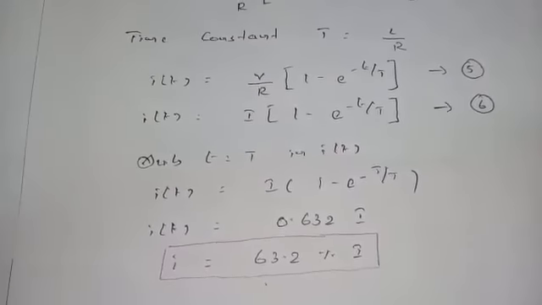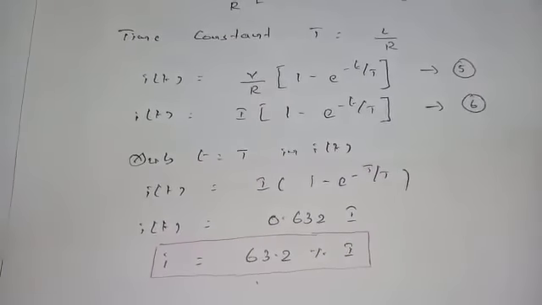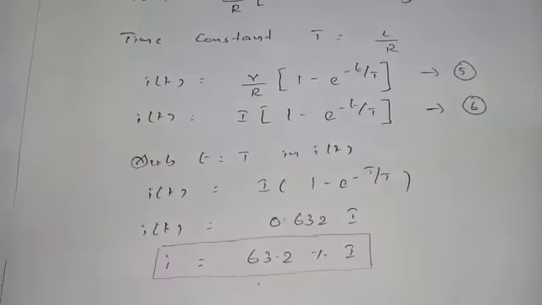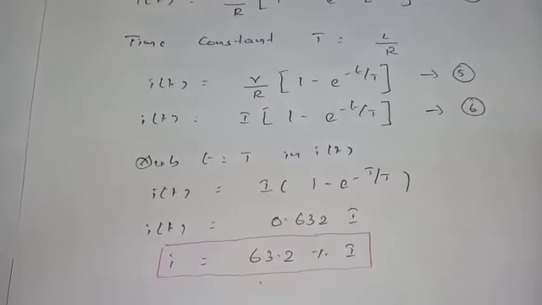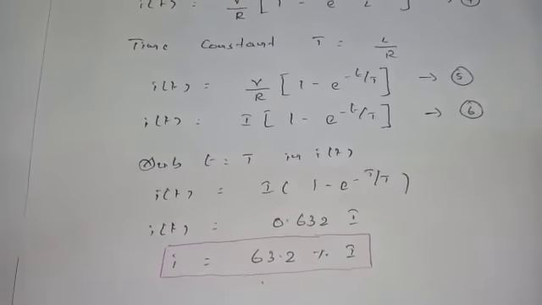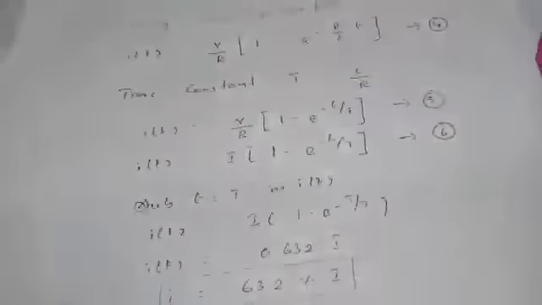So when we substitute the time t equal to 0, t equal to 1T, 2T, 3T, or 4T, we get the current value. The current value will go on increasing, and at a certain point it will attain the steady state. That could be at 5T. So the current attains the steady state and reaches its final value. Thank you.